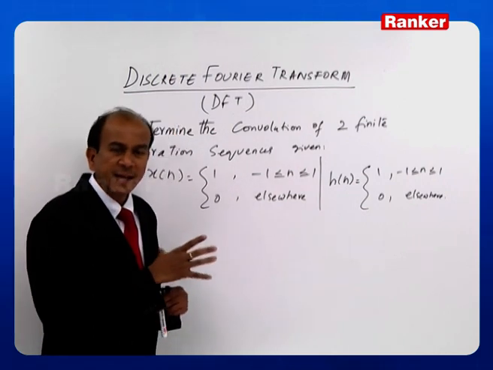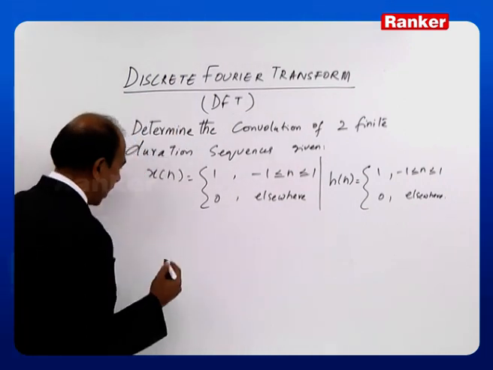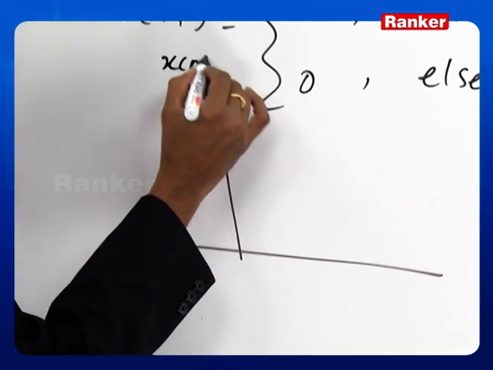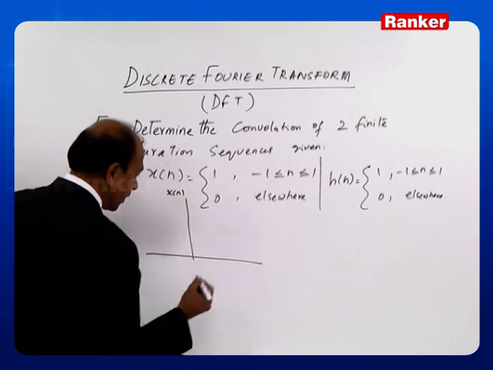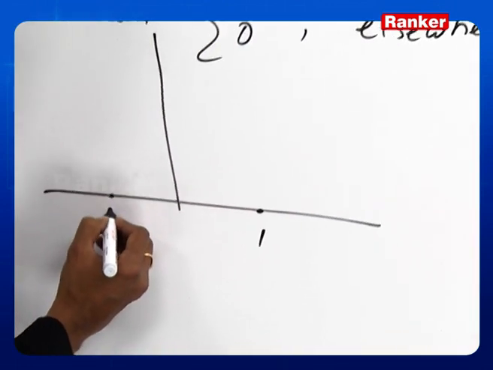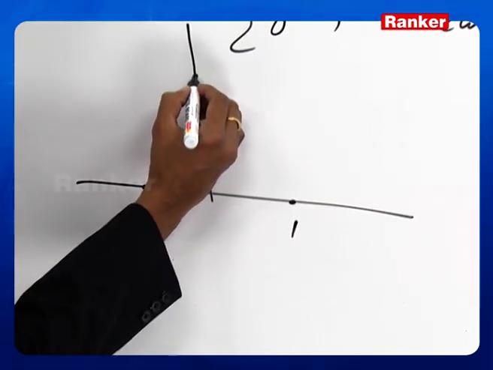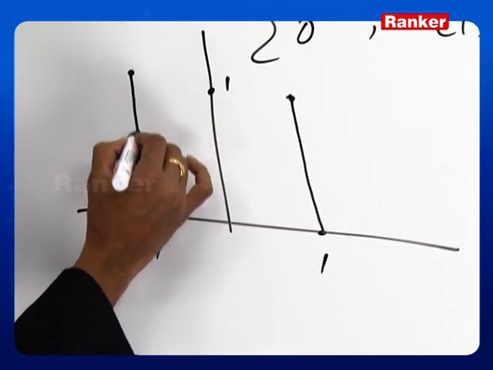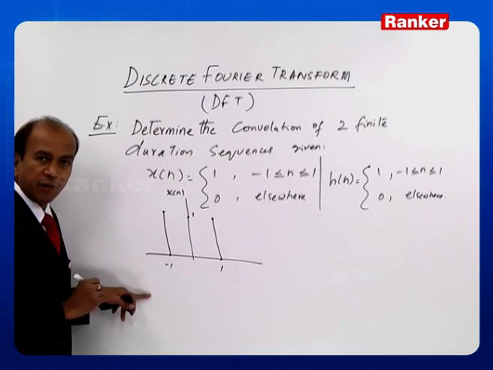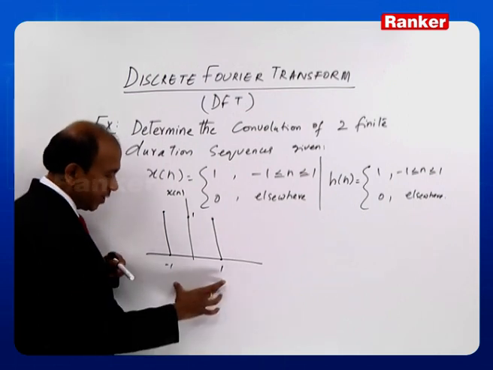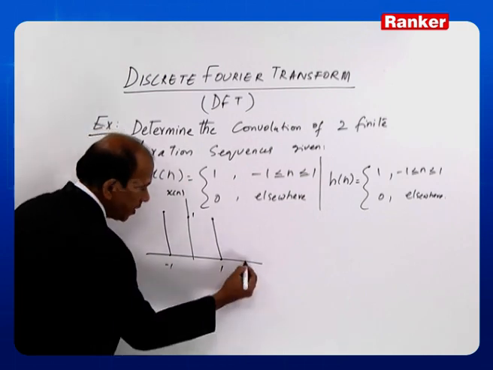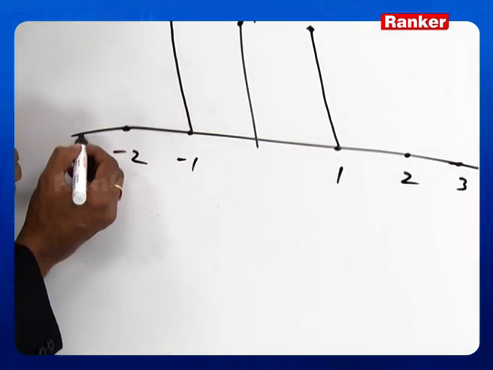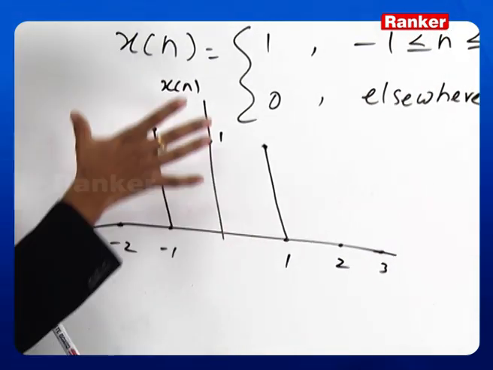So let us first draw this graphically. The graph of x of n looks like this. It is 1 at plus 1 here, and minus 1 here, and also it exists at 0. This is my x of n. As you see here, it is limited to minus 1 to plus 1, and it is 0 elsewhere. This is 2, this is 3, and it goes on; this is minus 2, minus 3. So this is my x of n.